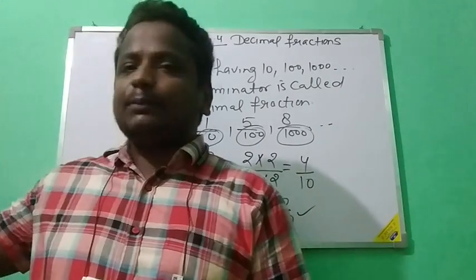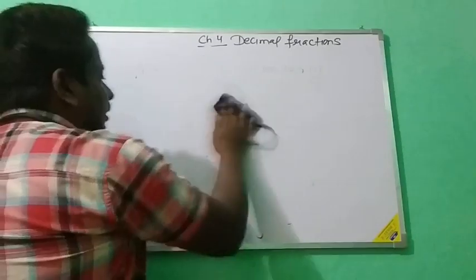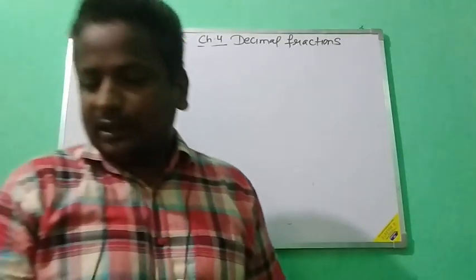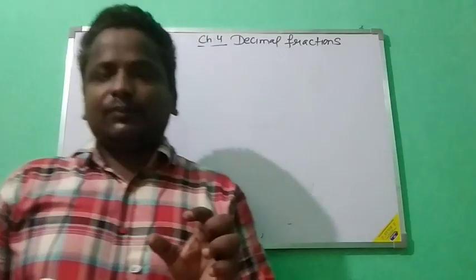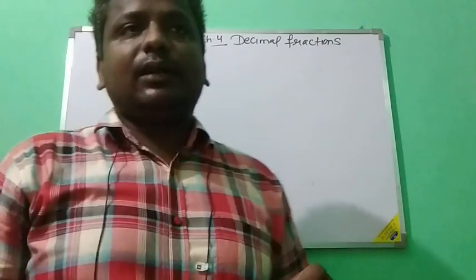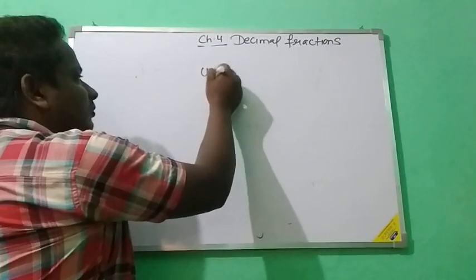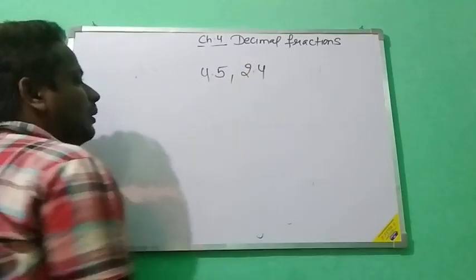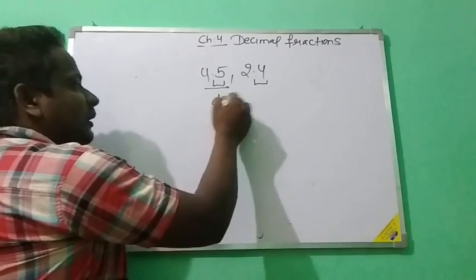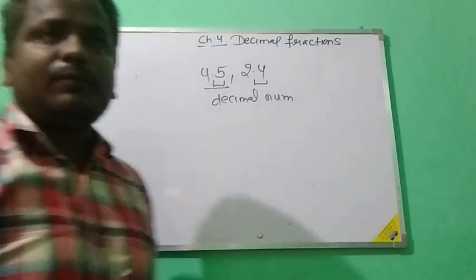Now what is a decimal number and what is the need of a decimal number? So what is a decimal number? If a number is written using a decimal point, it is called a decimal number. Like 4.5, 2.4. This is a number written with a decimal, so it becomes a decimal number. And what is the need of a decimal number?